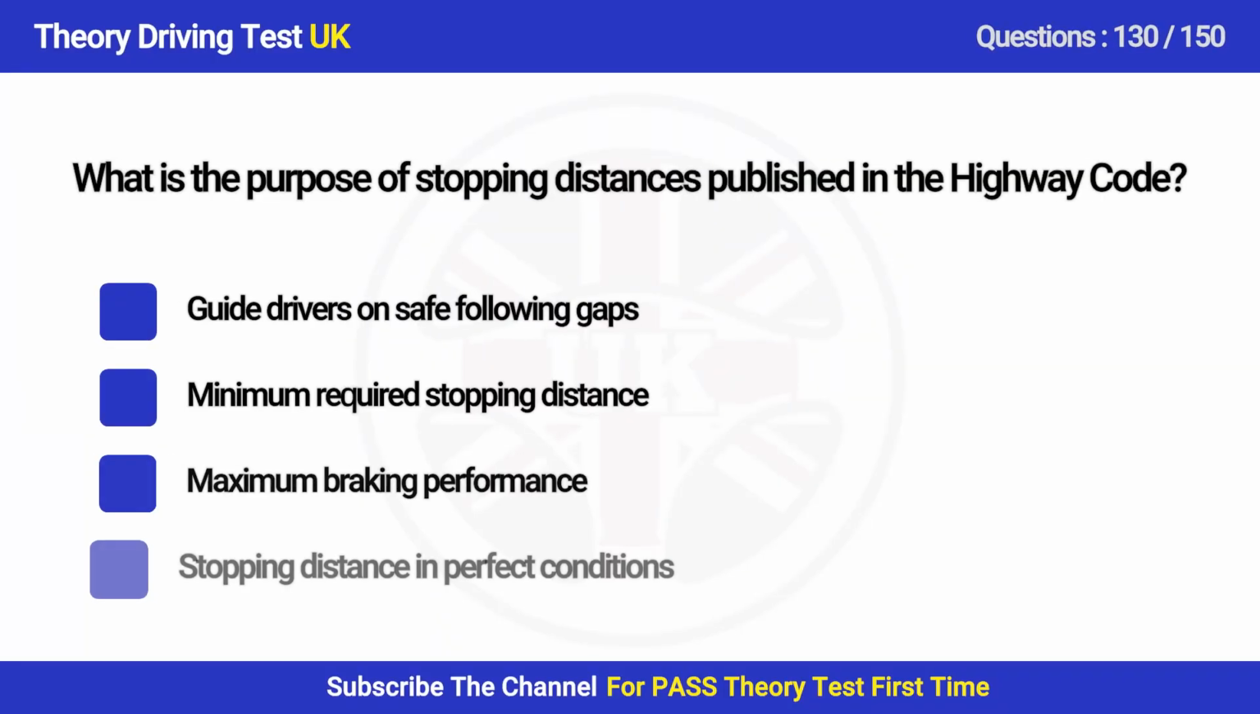Question 130. What is the purpose of stopping distances published in the Highway Code? A. Guide drivers on safe following gaps. B. Minimum required stopping distance. C. Maximum braking performance. D. Stopping distance in perfect conditions.